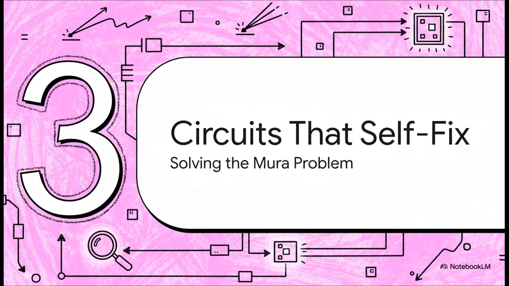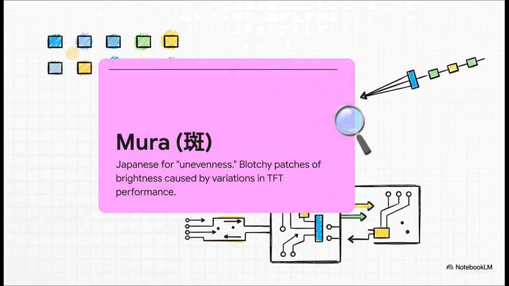So you solve the material problem, you solve the manufacturing problem, and what happens? You create a uniformity problem. The solution here is just another layer of pure genius. You make the circuits smart enough to correct their own flaws. This visual problem actually has a name: Mura.